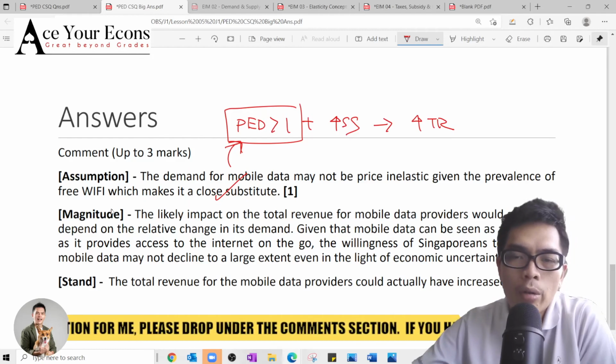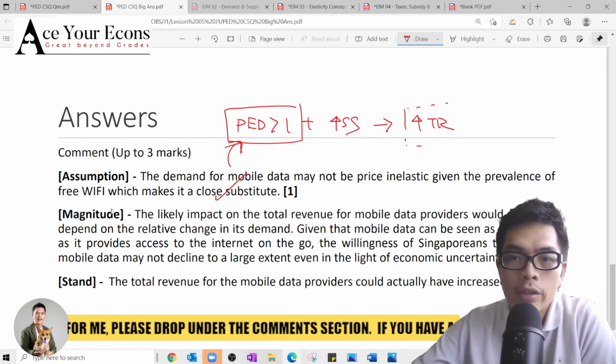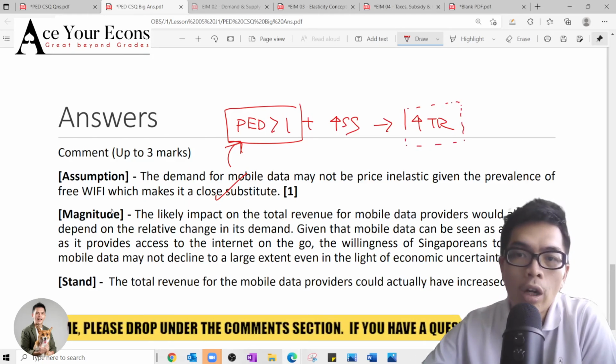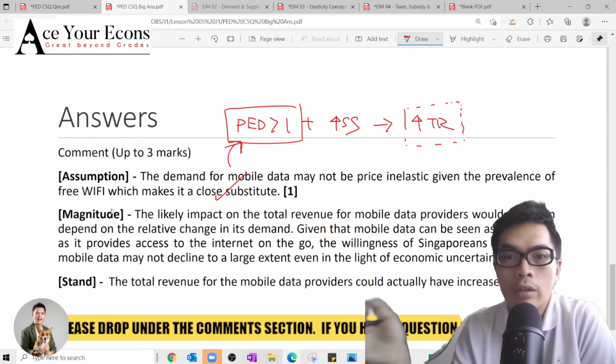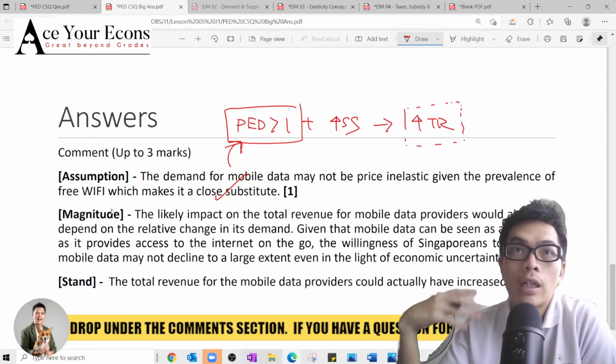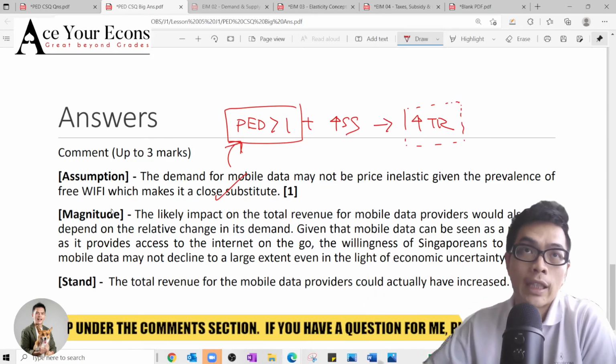So all this requires you to be very sensitive to this. The overall effects on your total revenue, then you need to deduce backwards. What is the assumptions that need to change in order to satisfy this?